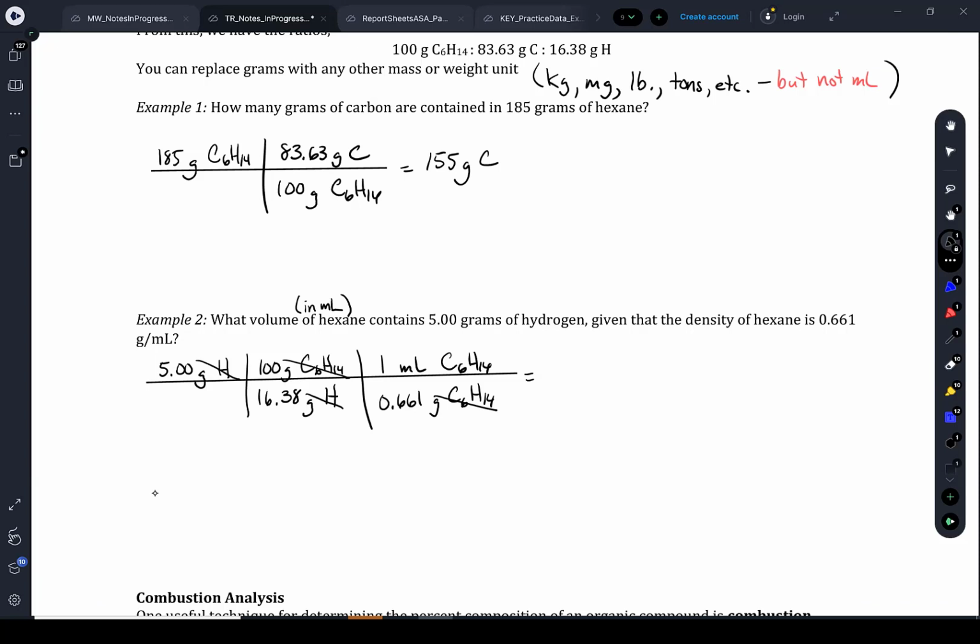Okay, so 5 times 100 is 500 divided by 16.38 divided by 0.661. And I'm coming up with 46.2. Anybody else get something like that? Yeah. Very good. Thank you.